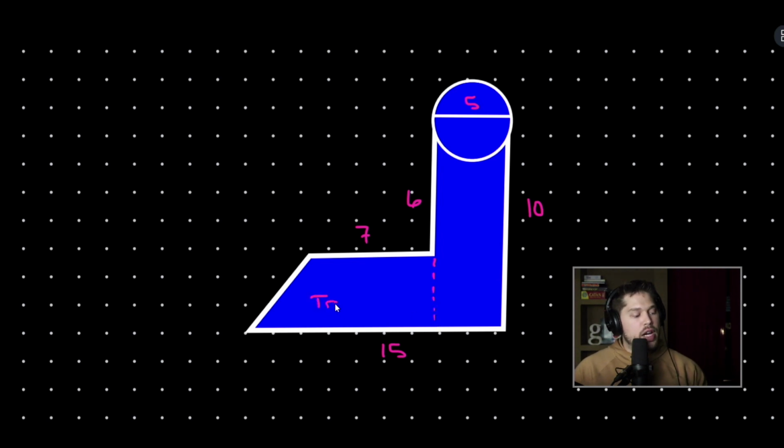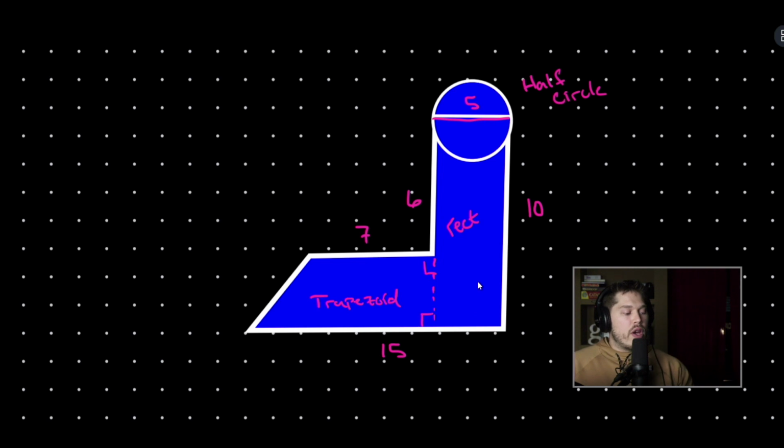Here, this is a trapezoid. Of course, this is a right trapezoid. These are going to be right angles. Then I have a rectangle. I have this rectangle. And then up top, I have this semicircle, or this half circle. I have this half circle.